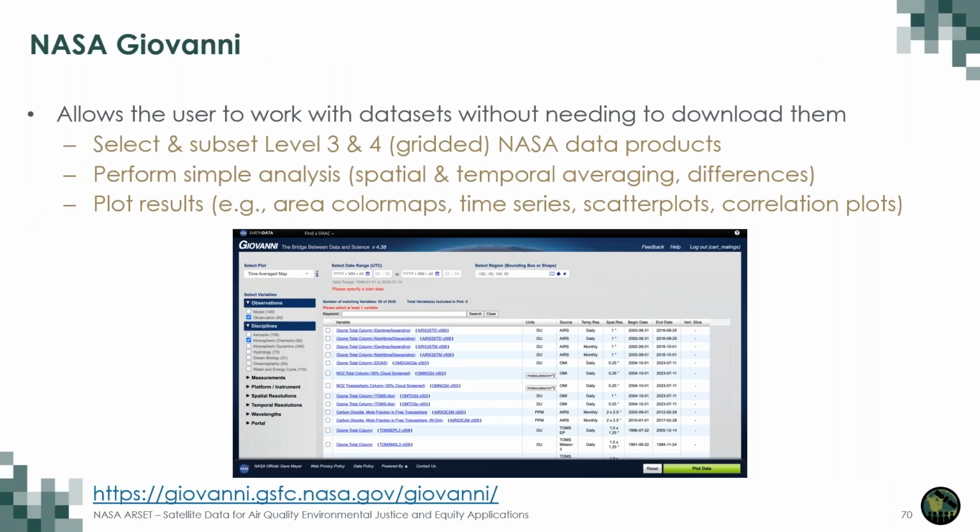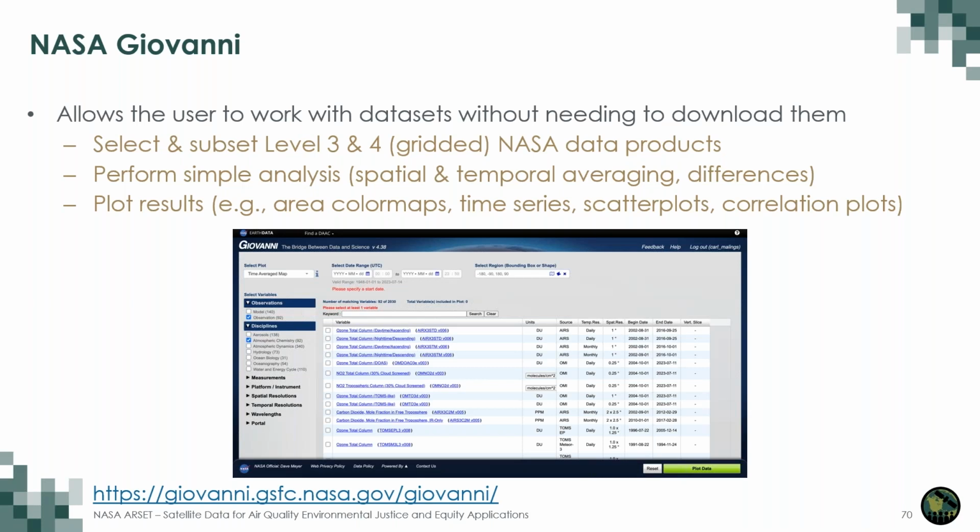While Earth Data Search allows you to download satellite data to do your own analysis, the objective of NASA Giovanni is to allow certain common types of data analysis to be performed online without you having to download the data and set up the analysis yourself. NASA Giovanni operates with the level 3 and level 4 data products, which you'll remember are the gridded satellite data and the gridded combinations of satellite, model, and other data sources.